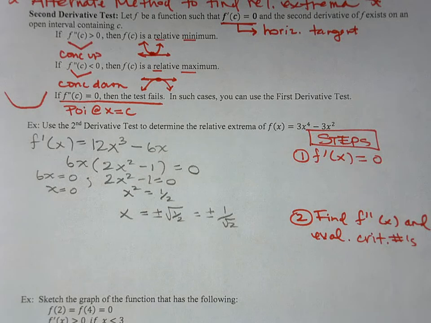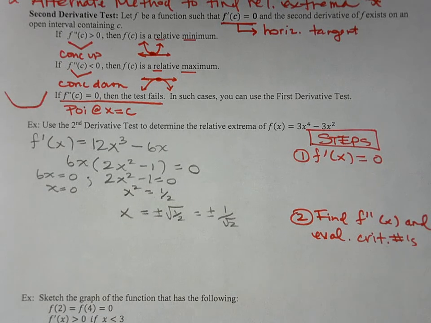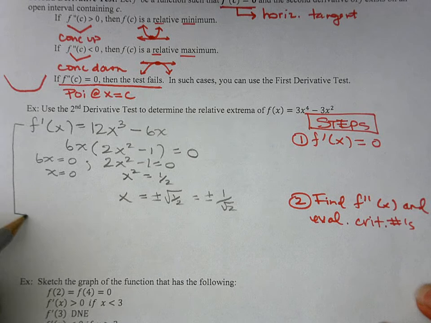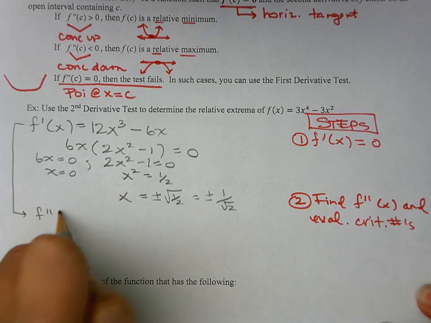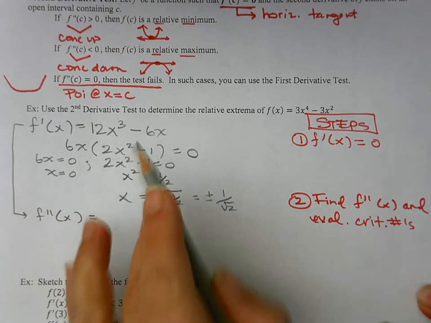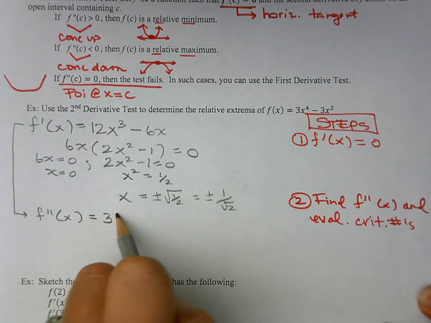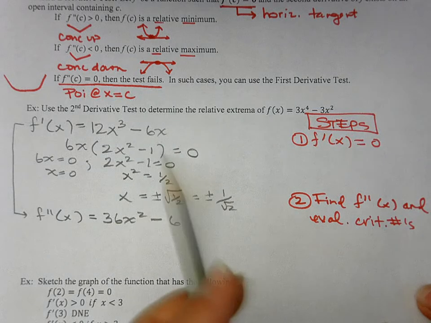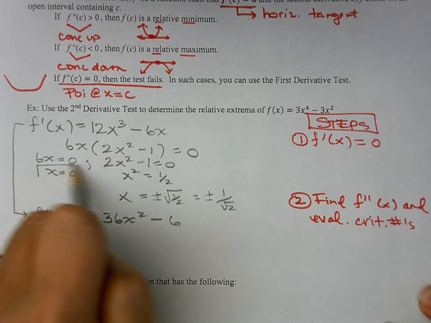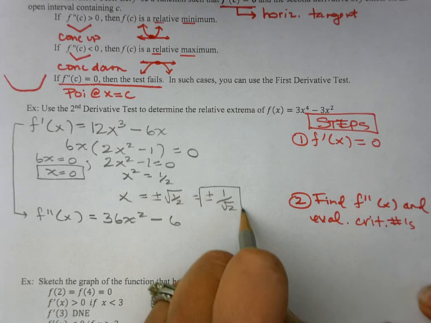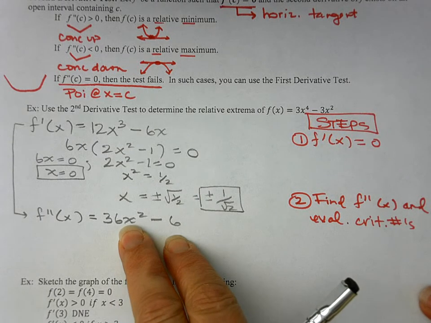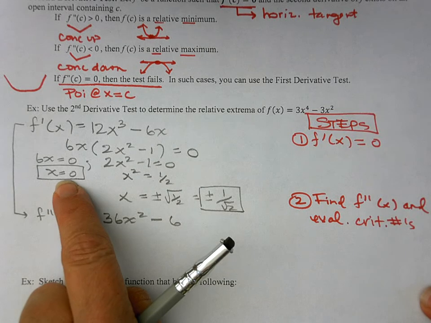And we're really just finding the sign, so we don't have to know the actual value, we just need to know positive or negative. Okay, so let's go ahead and find f double prime though. So that would be 36x squared, and then minus 6. And then we're going to take each of these values, so 0, positive, and negative 1 over root 2, and substitute it into here to determine, is this horizontal tangent resting on a section concave up or down?